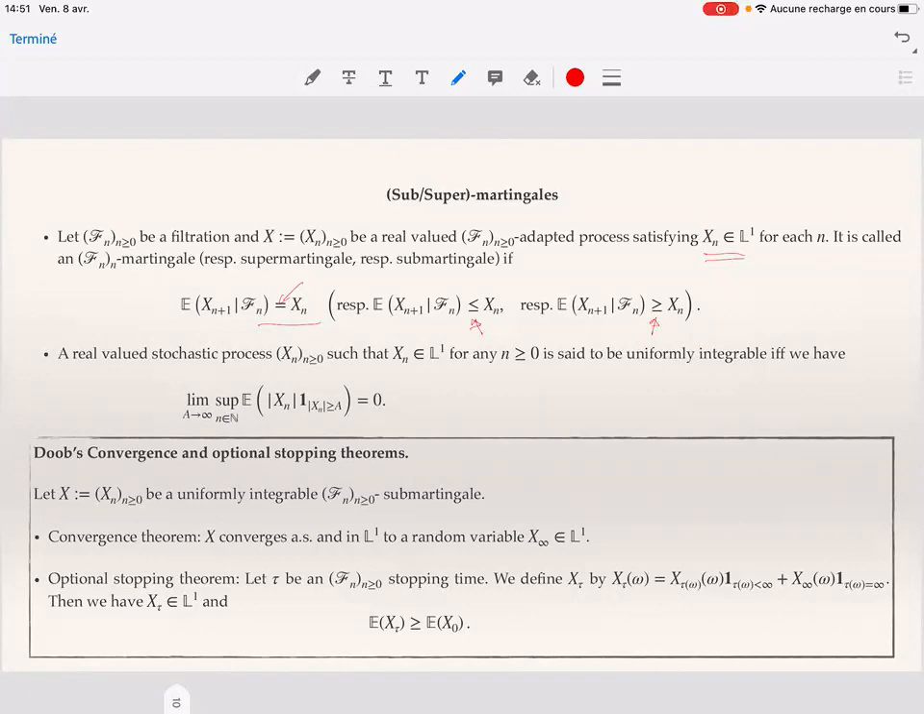Observe that there is something quite trivial, which comes from the property of the conditional expectation: if you have a martingale and apply the expectation on both sides, then the expectation of Xn plus one is equal to the expectation of Xn. So if you have a martingale, then in average it doesn't evolve with time. It is only in average; otherwise the process changes values. In the case of a supermartingale, you can do the same, and the expectation is decreasing with time. If it is a submartingale, then the expectation in average is increasing with time.